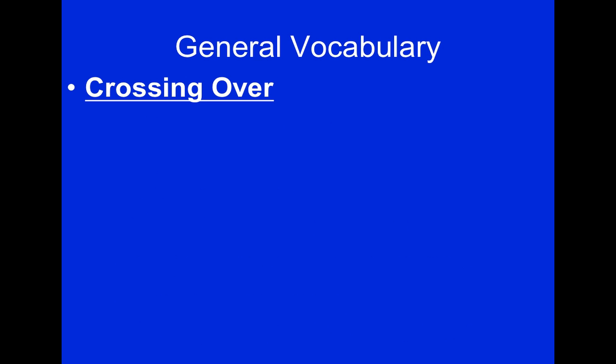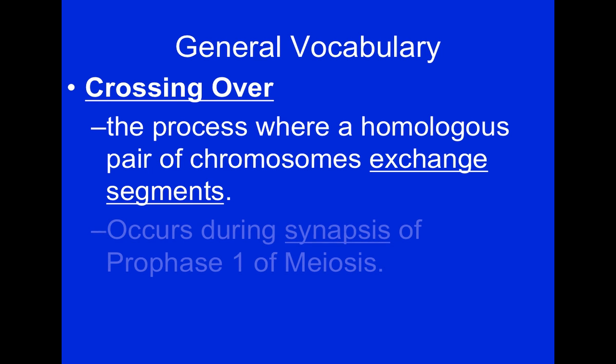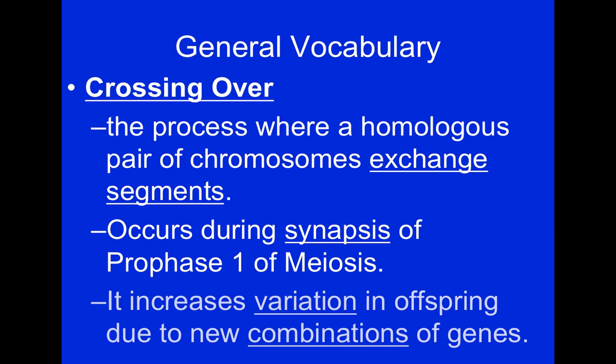The last piece of vocabulary that we'll look at in this section is crossing over. And this is basically where a homologous pair of chromosomes exchange segments. Now this can happen in mitosis, but it's exceedingly rare. It occurs during a process called synapsis that we'll get to here in a second during prophase 1 of meiosis. And this is important because it increases variation in our offspring because we get new combinations of genes.